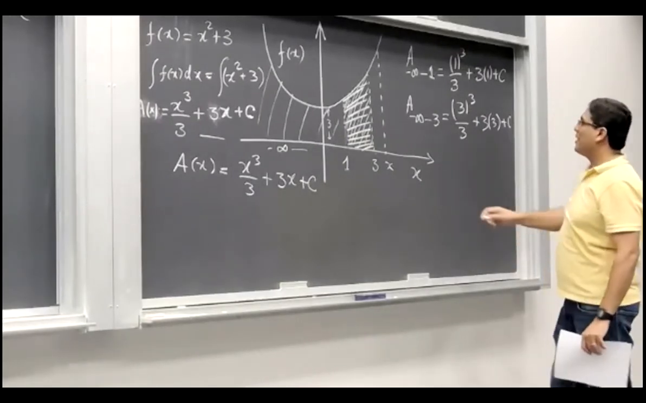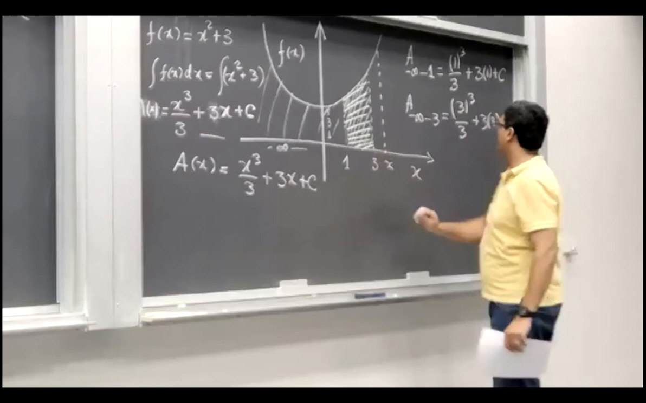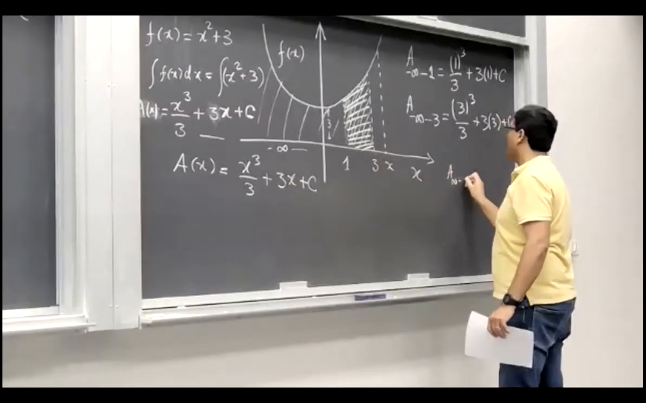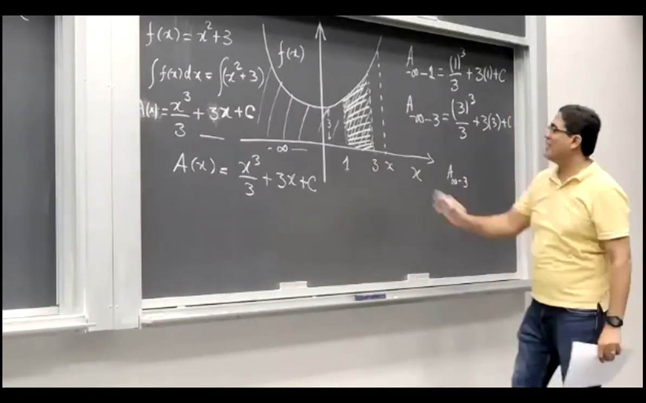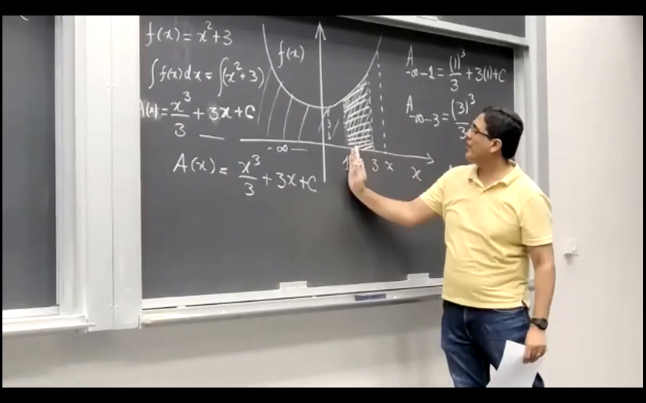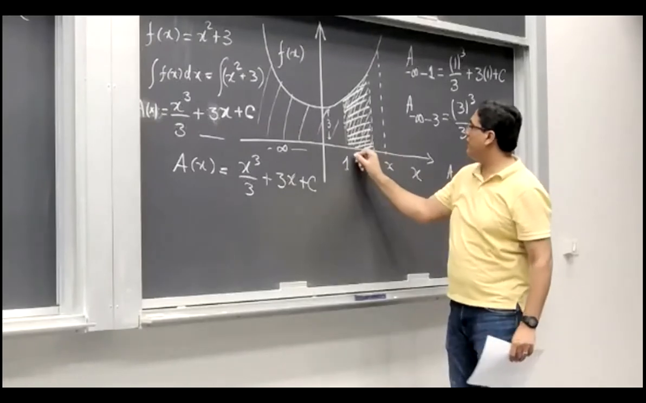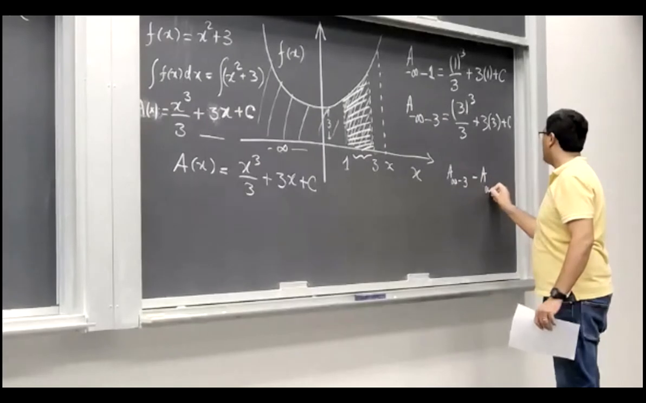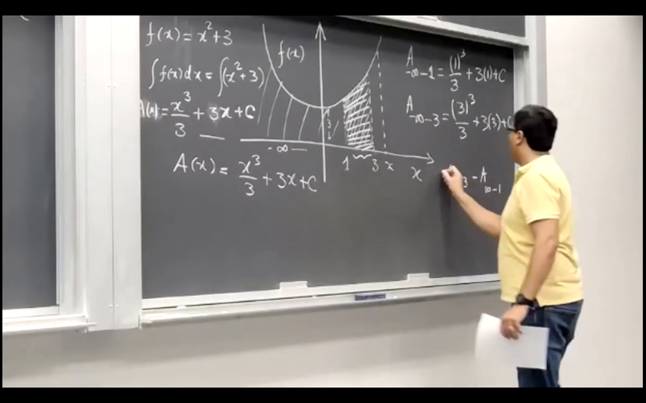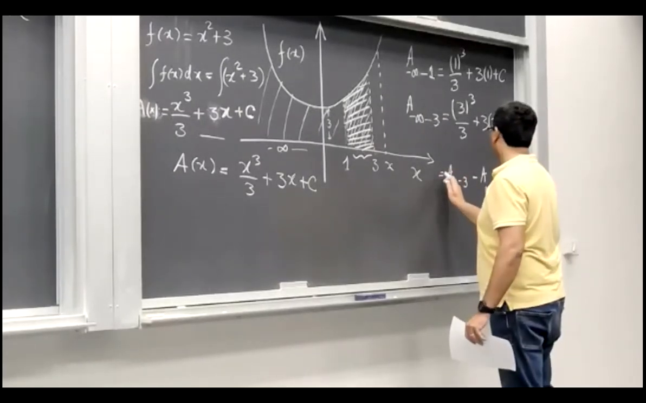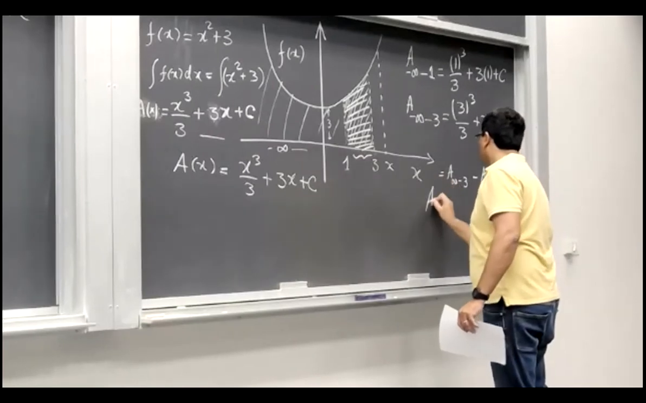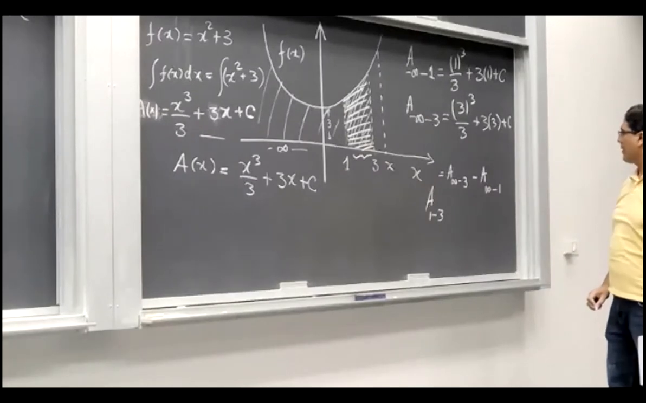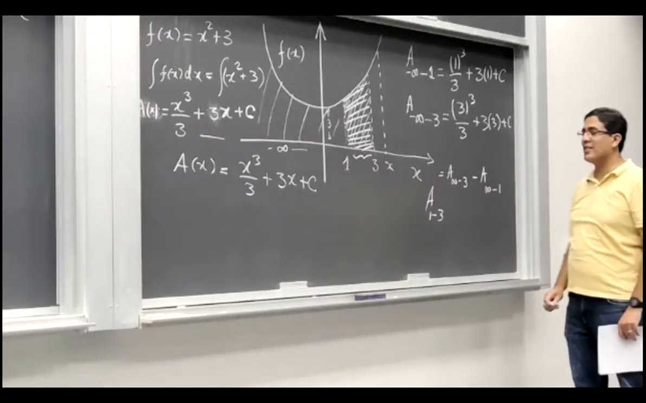Subtract this area up to 3. Sorry, the other way around. Subtract this area up to 1 from this area up to 3, and this would be the remaining area, minus the area from minus infinity to 1. And that would give me the area between 1 and 3. Does it make sense?